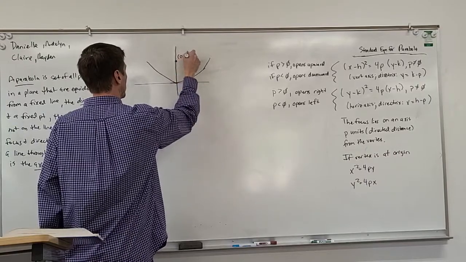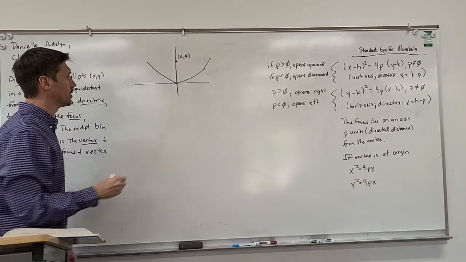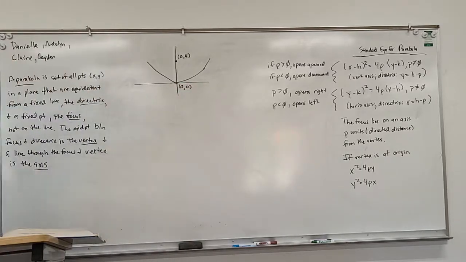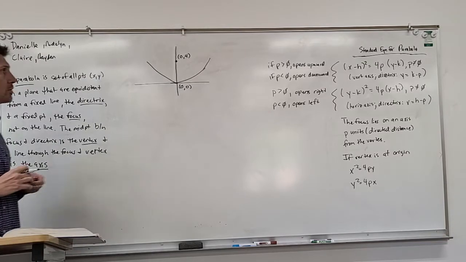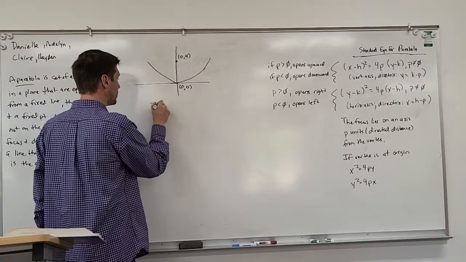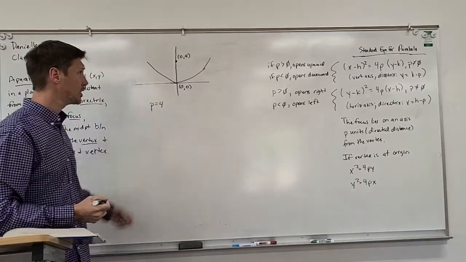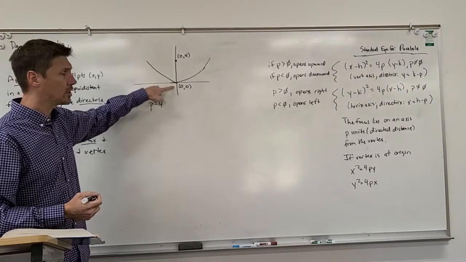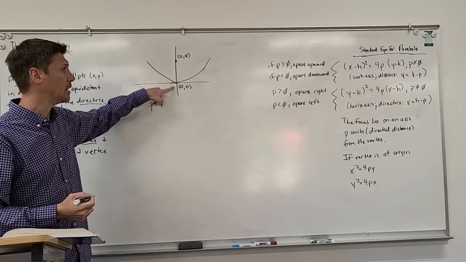up here. So if that's the case, and this is our vertex at 0, 0, then we know that our p-value is what? How do we determine the p-value? Remember, the p-value is the distance of the focus from the vertex. And so how many units is that? 4. It's 4 units, right? So p in this case is going to equal 4. It's a directed distance, and so it would be 4 minus 0, which would give us the p here.